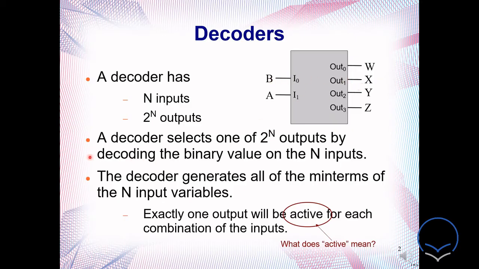A decoder selects one of 2 to the power n outputs by decoding the binary value on the n inputs. The decoder generates all of the minterms of the n input values. Exactly one output will be active for each combination of the inputs. So what does active basically mean? We'll discuss it in the next slide as well.